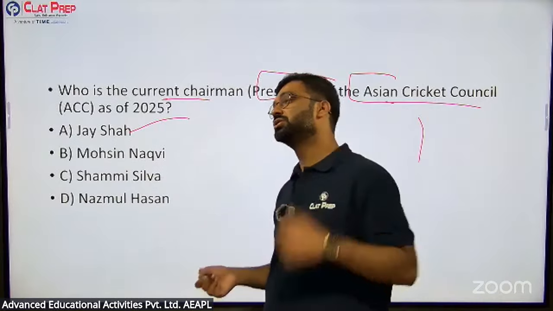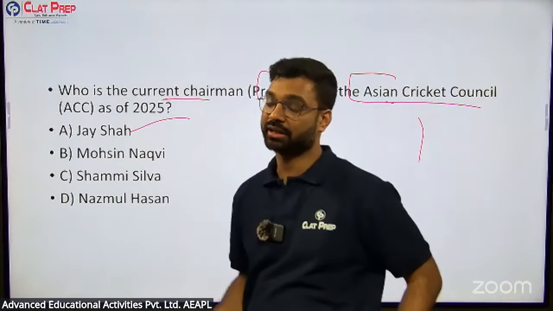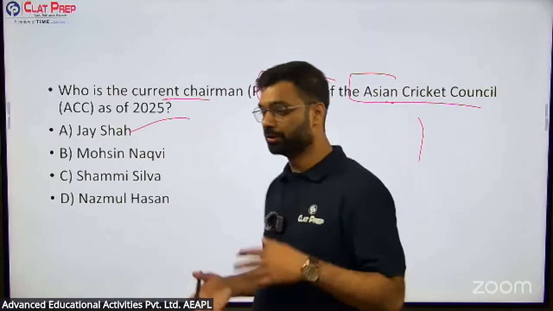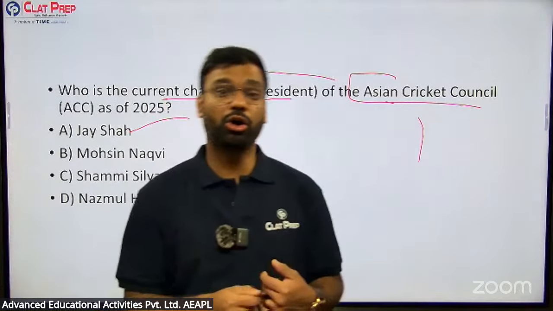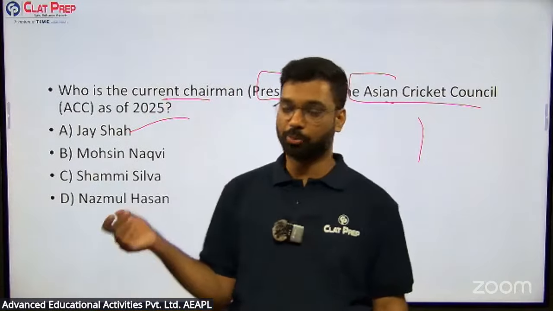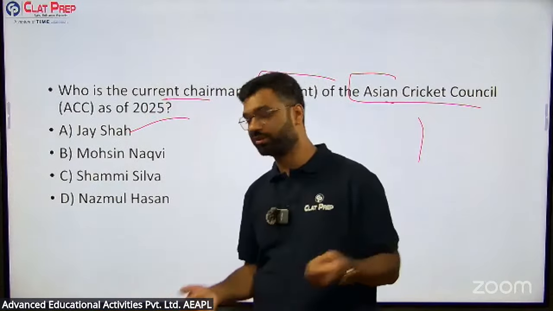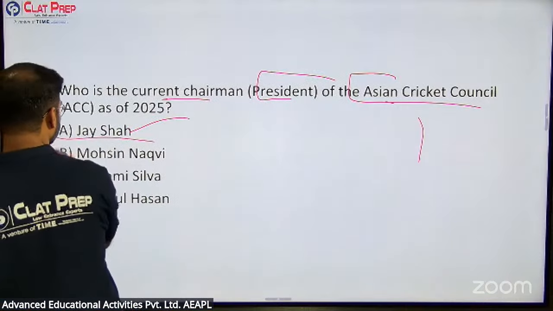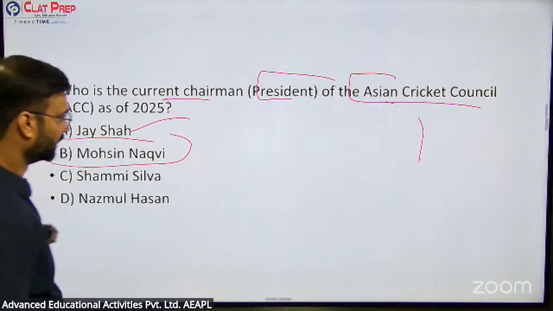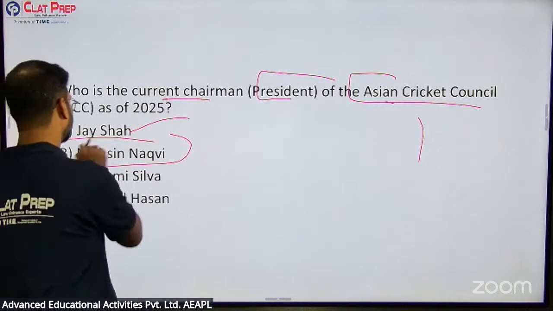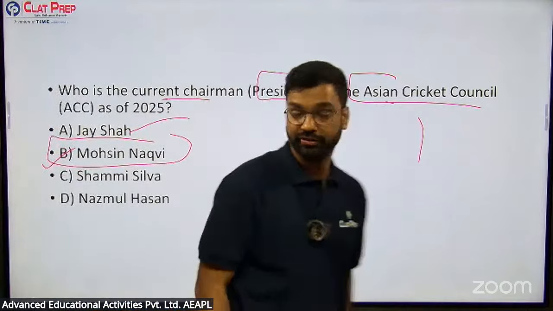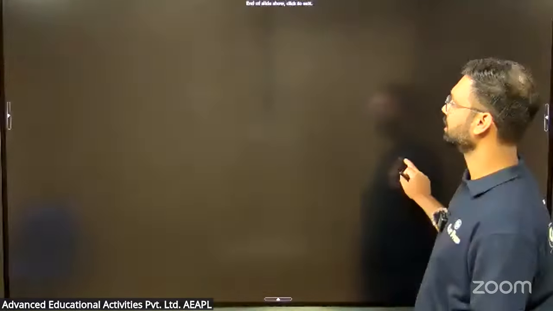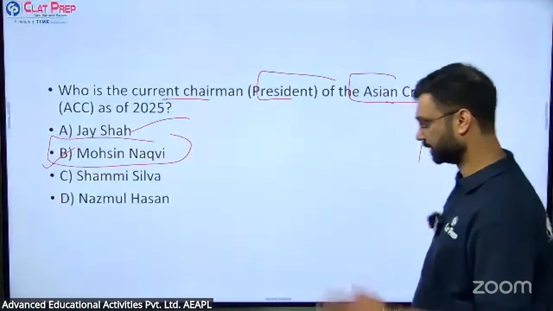There were questions on why India is playing cricket with Pakistan, especially in the light of the Pahalgam attacks and the operations in those. So there was a lot of political controversy, and Mohsin Naqvi, who is the president of the Asian Cricket Council, was in the spotlight because of that controversy. So that's the correct answer for this question. Who is the current chairman of the Asian Cricket Council?